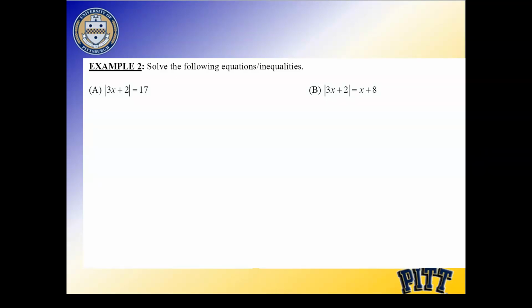So one thing I have to keep in mind as I deal with an equation that involves an absolute value is I have to know what an absolute value does. I have the absolute value of 3x plus 2 equaling 17, which means I'm taking the absolute value of something and getting a positive 17. Well, that something can be only one of two things. It's either going to be 17 or it's going to be negative 17. And that's how I get rid of the absolute value.